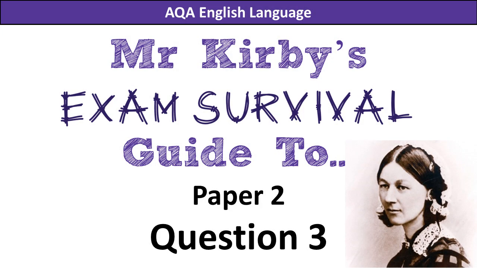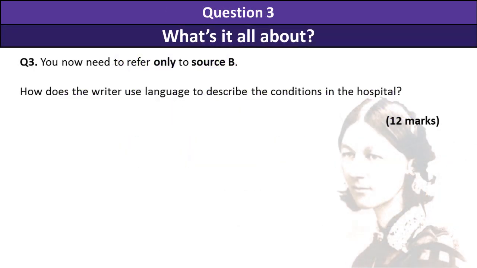Right, so now we're heading towards the business end of our language paper 2. We're now moving on to question 3. So question 3 will look like this, and it says we now only need to refer to one of the sources, source B. How does the writer use language to describe the conditions in the hospital? Now this one is worth 12 marks, so it's getting a little bit more substantial and a little bit more important to our GCSE grade now.